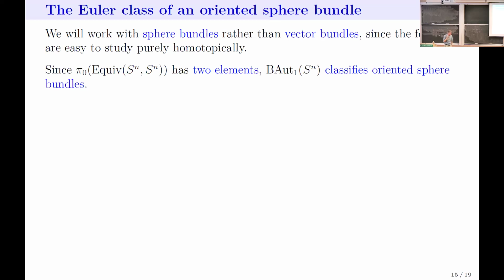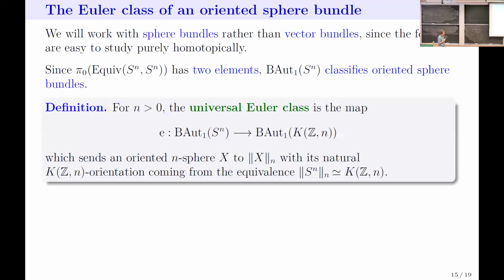Now, if I wanted to look at B01 of Sn, I'm going to be looking at pi naught of this space of equivalences from Sn to Sn. And there are two components to the space of equivalences, the orientation preserving equivalences and the orientation reversing equivalences. So a choice of an element there is exactly a choice of an orientation. That's why we've called these things T orientations in general, because when T is Sn, it exactly gives the usual notion of an orientation. And so in particular, this B01 Sn classifies oriented sphere bundles, oriented in the usual sense.